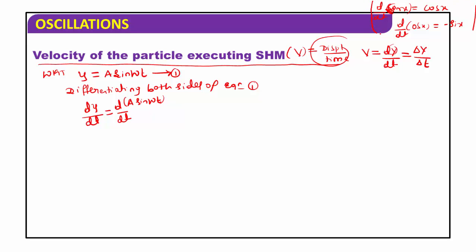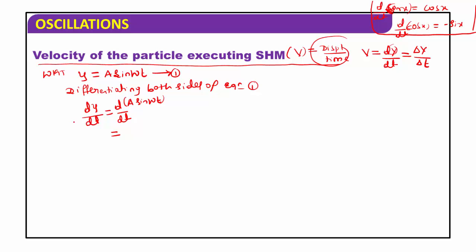Differentiation of sin x is equal to cos x, and differentiation of cos x is equal to minus sin x. When you are going to differentiate this equation, take the constant value outside.